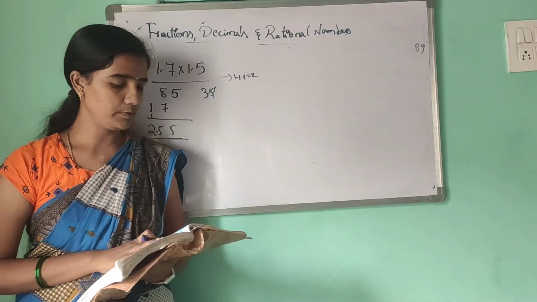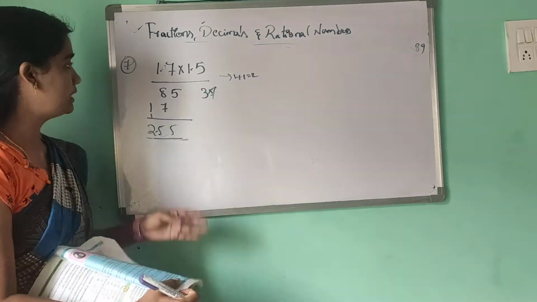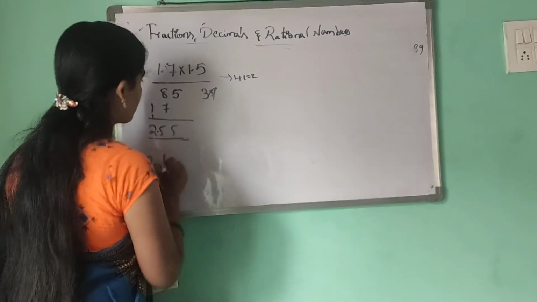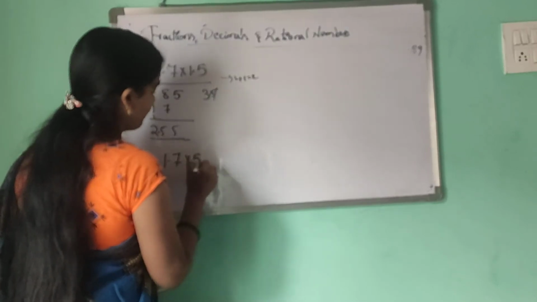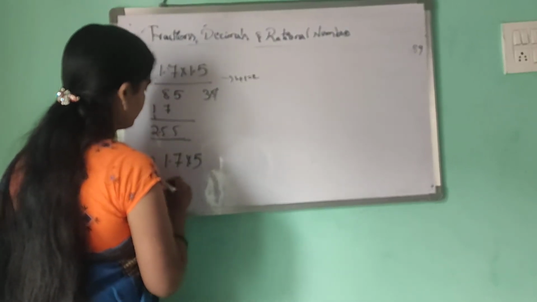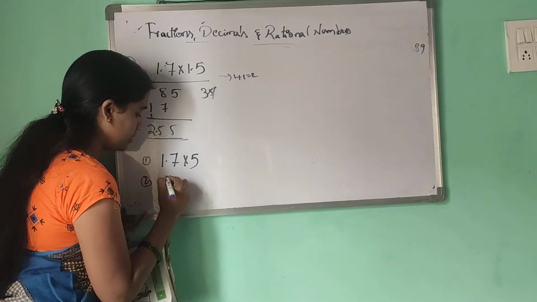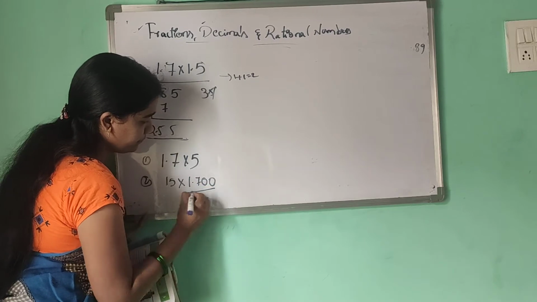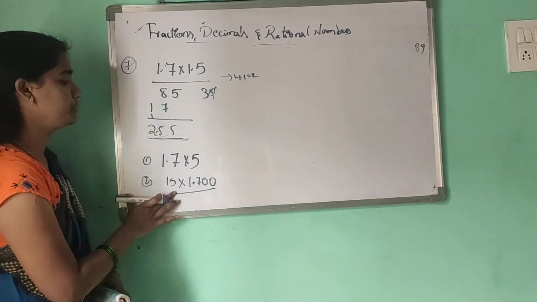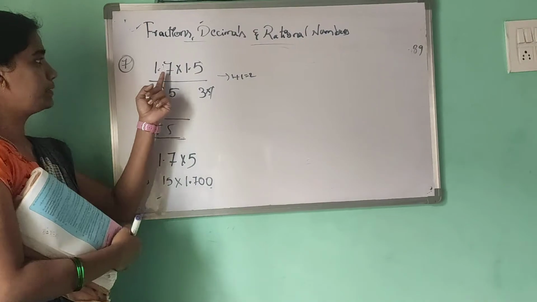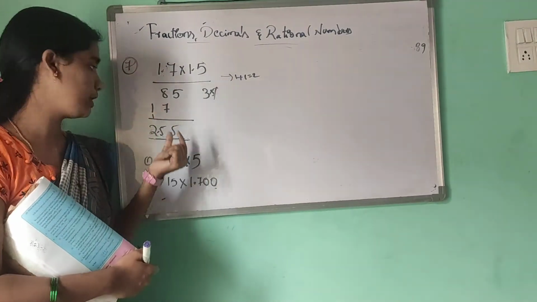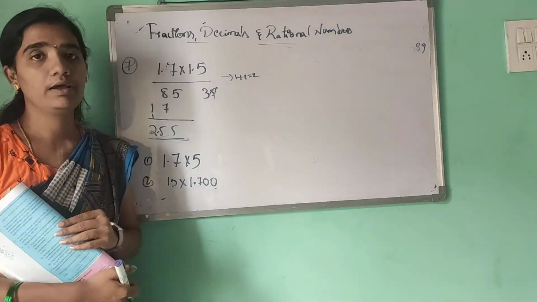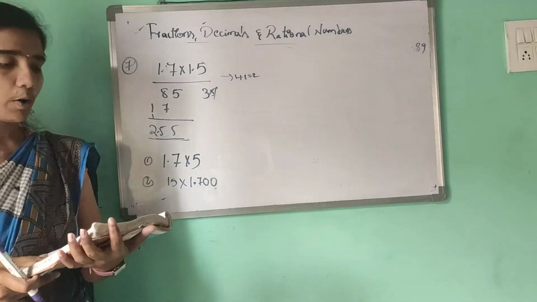Then coming to the eighth one, we are doing some more problems also. 1.7 into a whole number. Here I will explain some of the examples. 15 into 1700. How to do decimal number by decimal number, whole number by a decimal number, and decimal number by a whole number. In this, we will see how to find the answers.